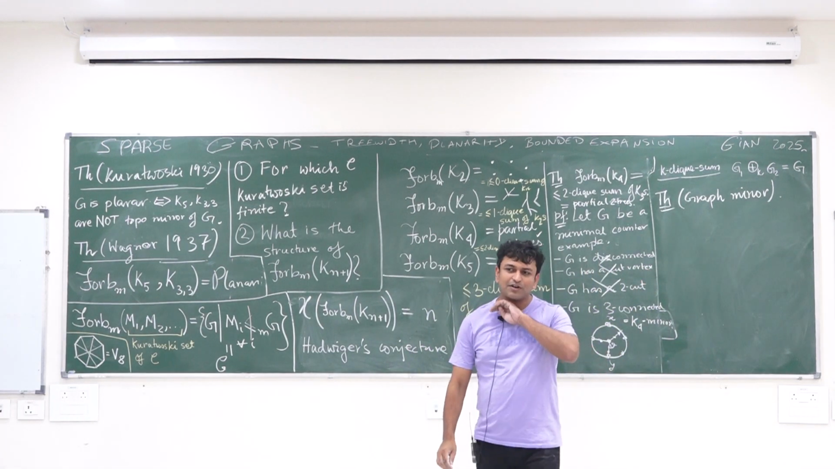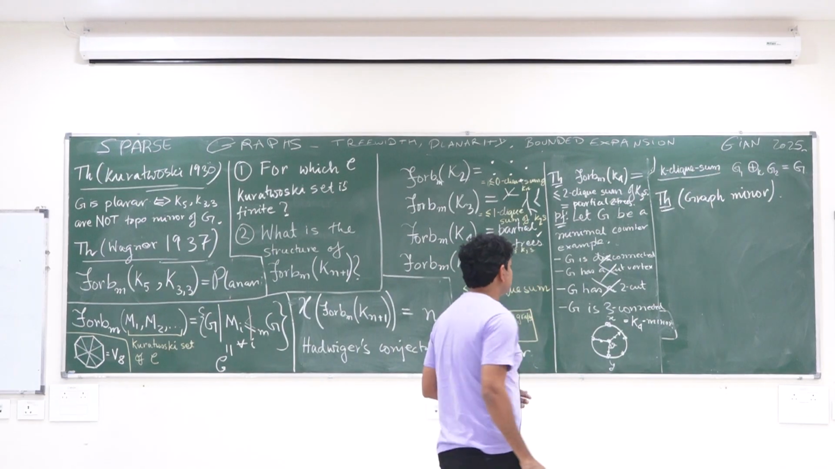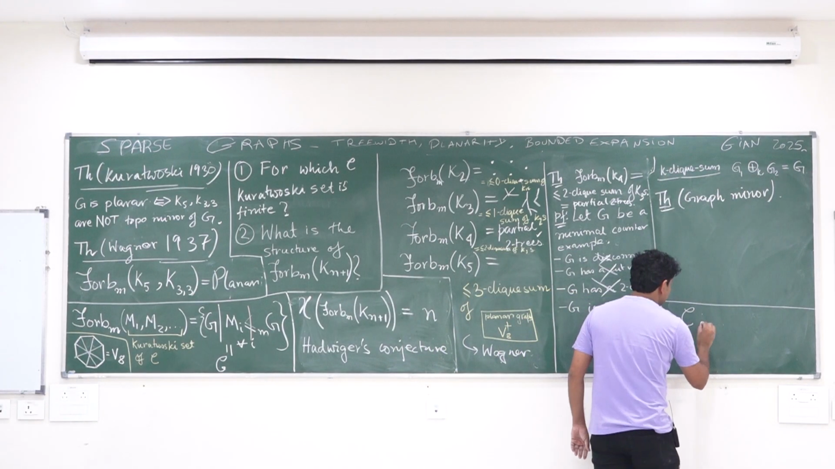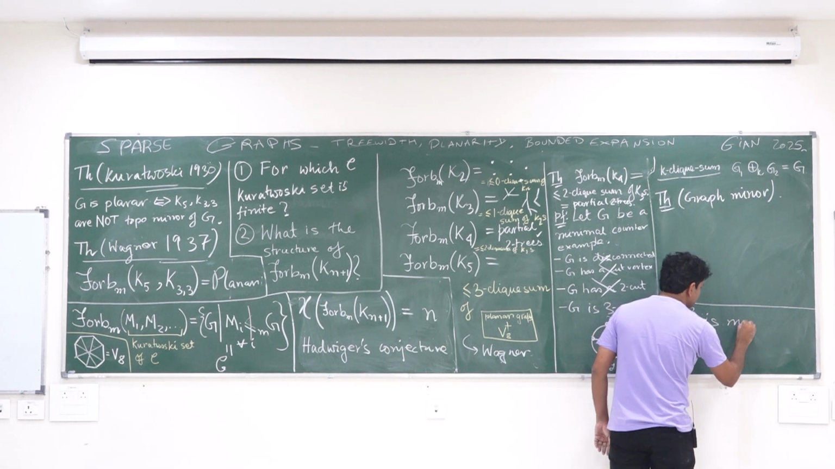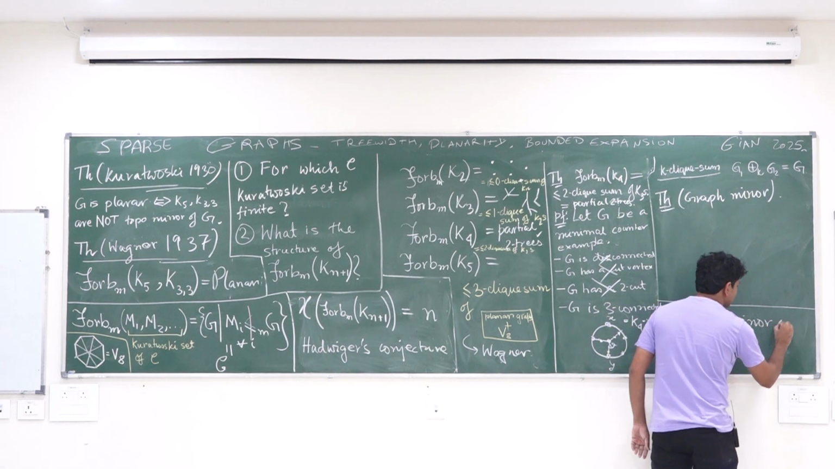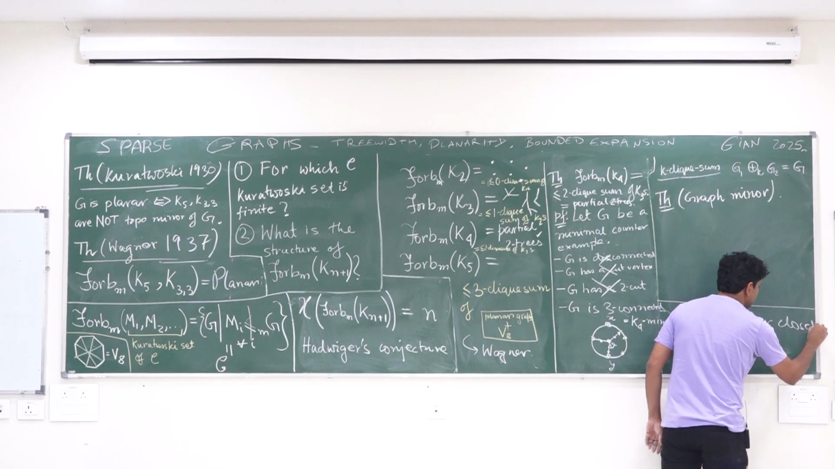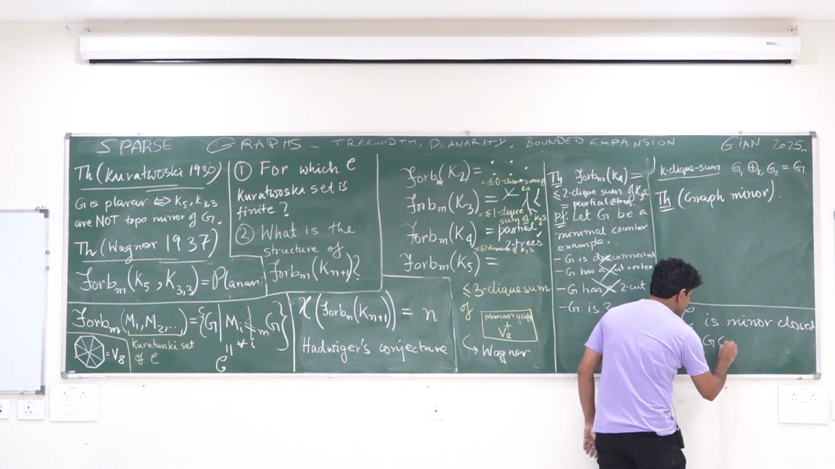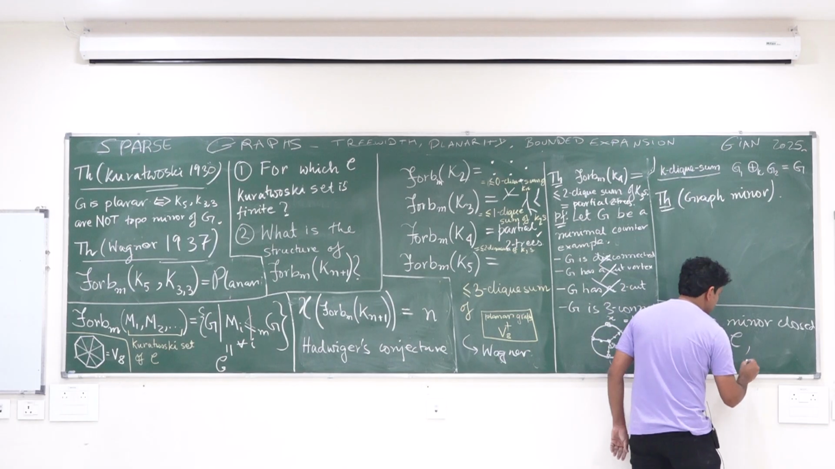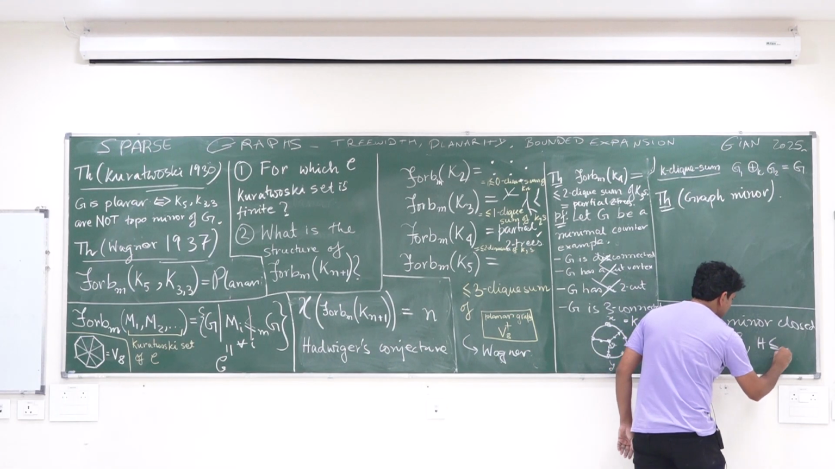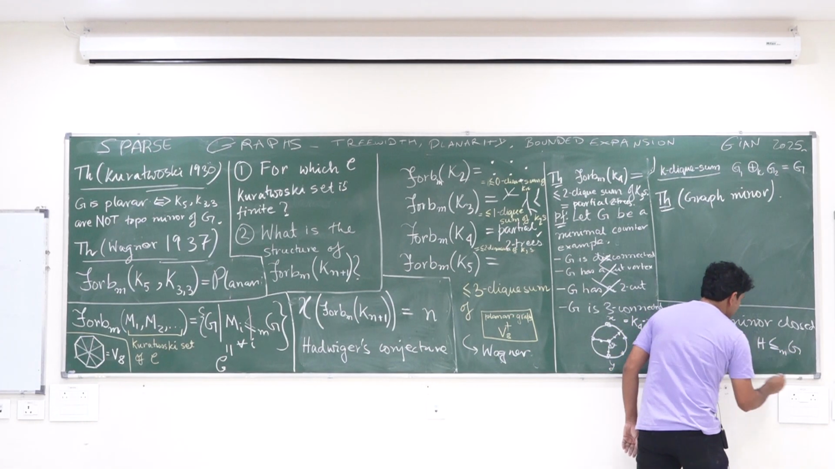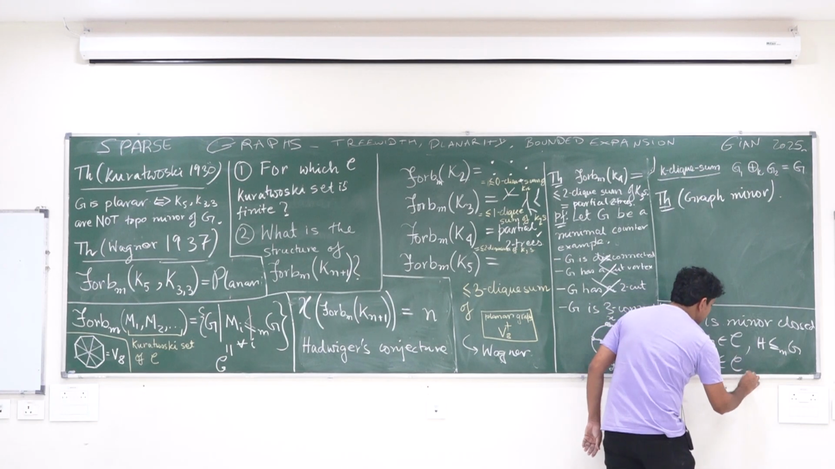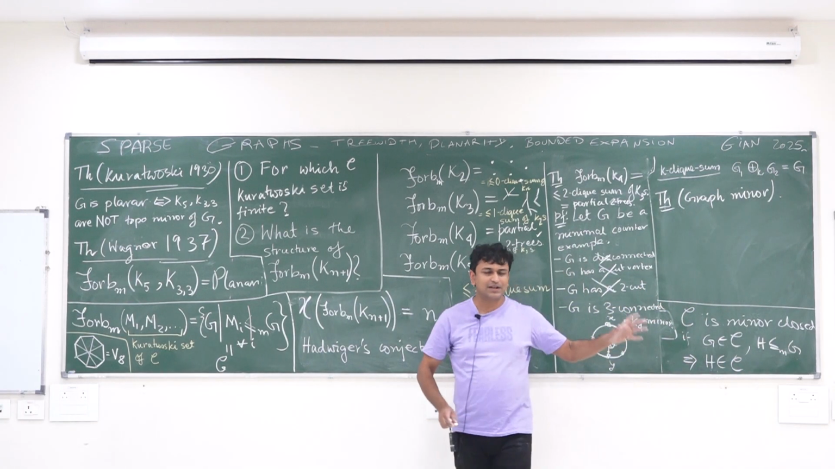So what is a minor closed graph class? A class of graphs C is minor closed if G in C, H minor of G implies H is also in C. You take anything here, take a minor, that is also in the class.